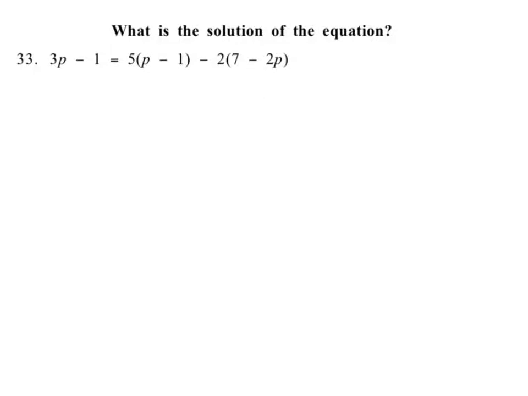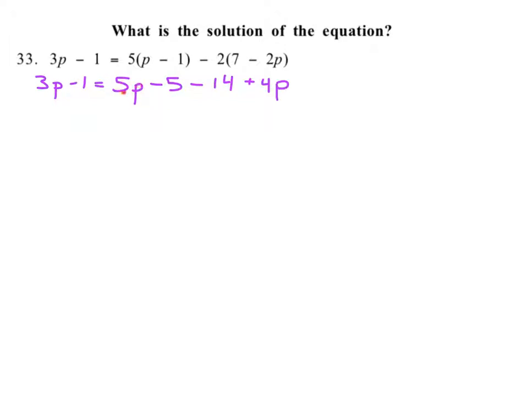Okay, nothing mind-boggling about this. It just takes a bunch of distributing and sorting out. So let's just do it. We've got 3p minus 1 on this side equals 5 times p is 5p. 5 times negative 1 is negative 5. Negative 2 times 7 is negative 14. And negative 2 times negative 2p is positive 4p.